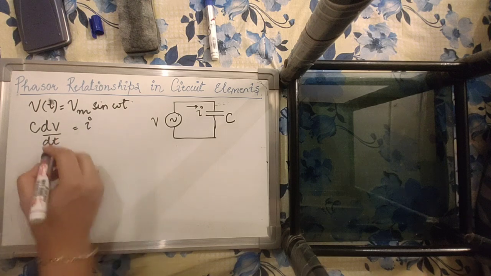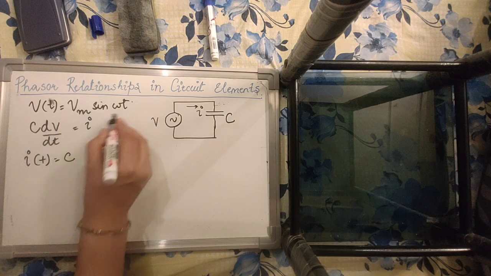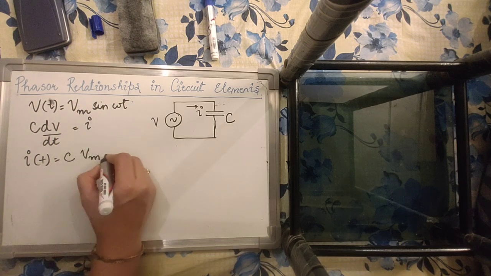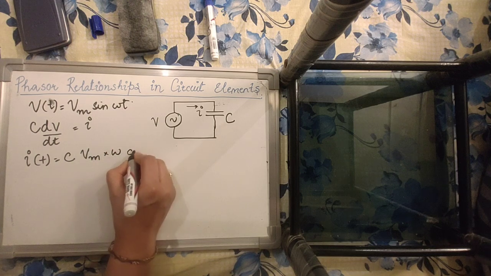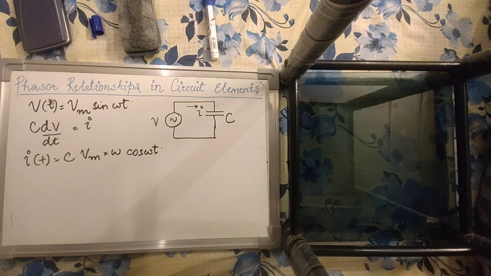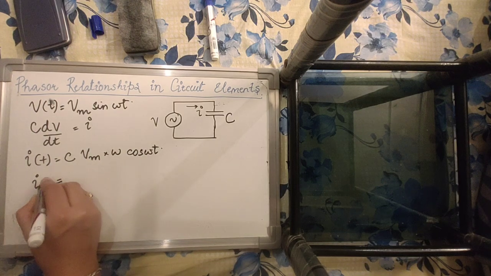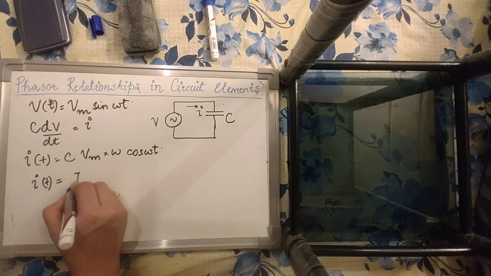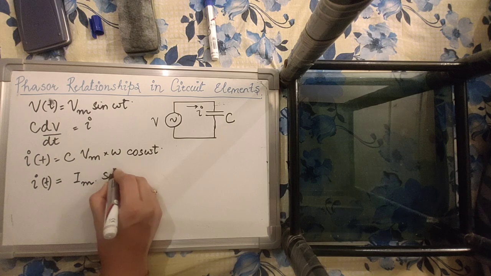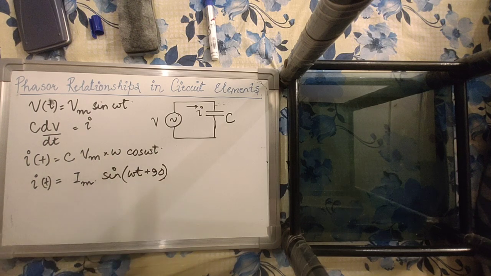Now, if I want to find the current response i of t, it will simply be equal to C and the derivative of Vm sine omega t. That will be Vm into omega cos of omega t. Right? Or we can also write it as i of t is equal to Im into sine of omega t plus 90.